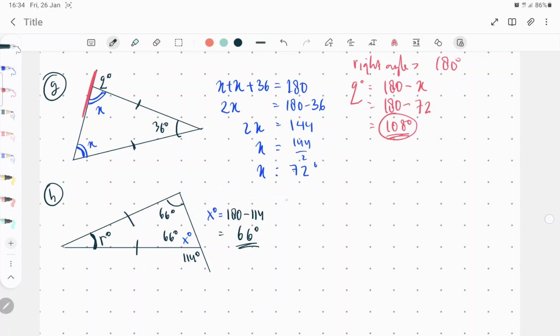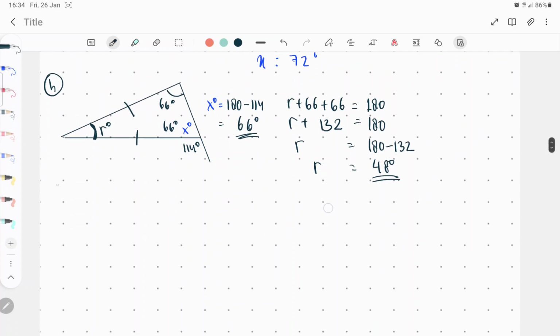After you get the x as 66, and this also 66, right? Okay, you can get the r plus 66 plus 66 is the total of the sum of the angles on a triangle. So r plus 132 equals 180. So you can get r is 180 subtract 132. R has to be 48 degrees. That's it.